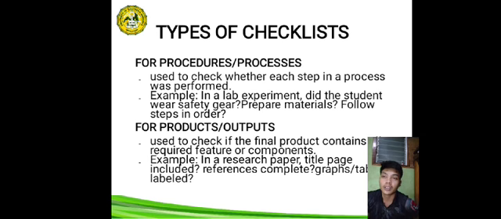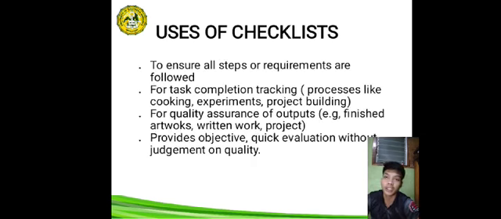A product checklist ensures quality by providing a detailed list of specific criteria or standards that the product must meet. This helps to systematically verify that all essential features, specifications, and quality requirements are checked before the product is finalized or delivered, reducing the chance of defects and ensuring consistency and reliability.